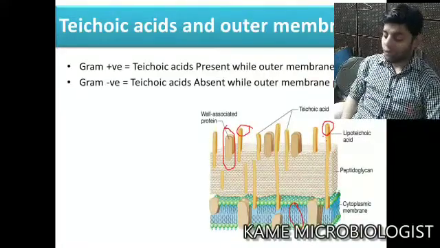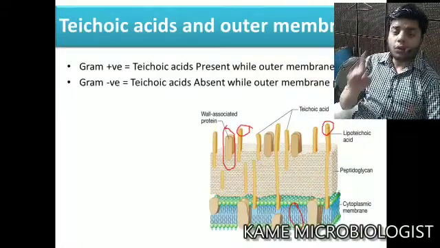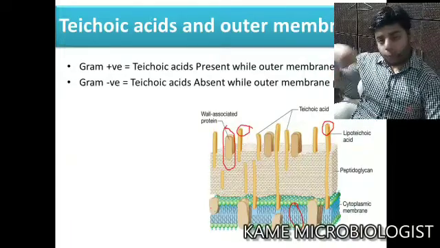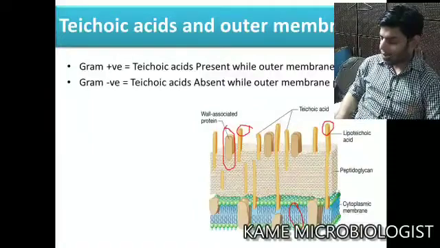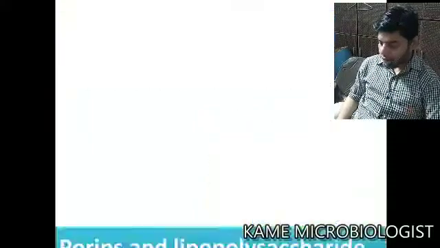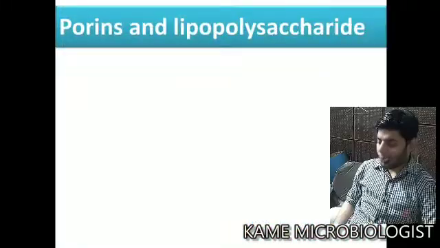Then we have the outer membrane function. So remember guys, the outer membrane function is to protect the cell from the outer environment. This is actually the difference between teichoic acid and outer membrane. Then we have porins and lipopolysaccharides.